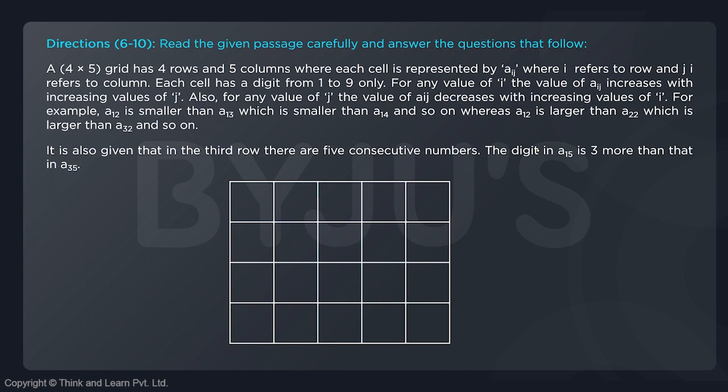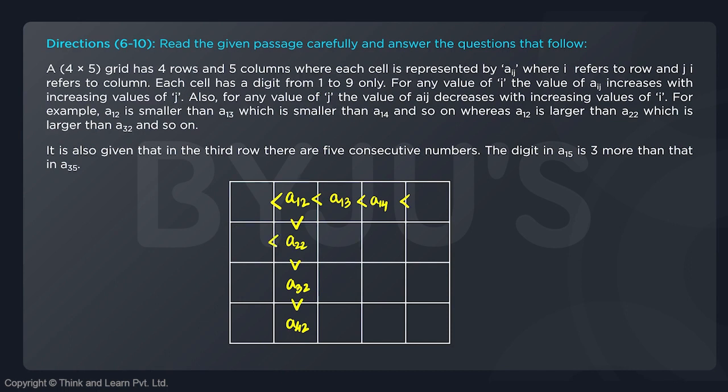For example, A12 would mean the first row and second column. So A12 is smaller than A13, that is first row and third column, which is smaller than A14 and so on. Whereas A12 is larger than A22. A22 is going to be second row, second column, which is larger than A32, which is larger than A42.